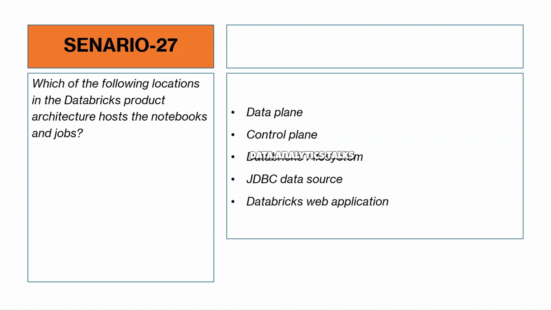Scenario 27: which of the following locations in the Databricks product architecture hosts notebooks and jobs? The data plane, control plane, Databricks File System, JDBC data sources, or Databricks web application. It's nothing but the control plane. That is where our notebooks and jobs are hosted.